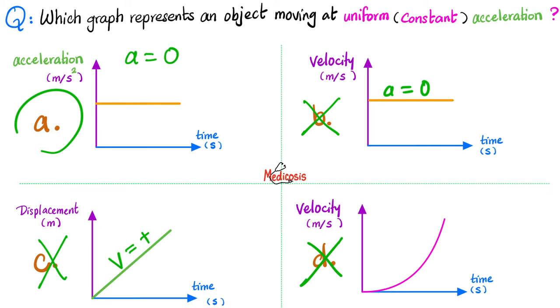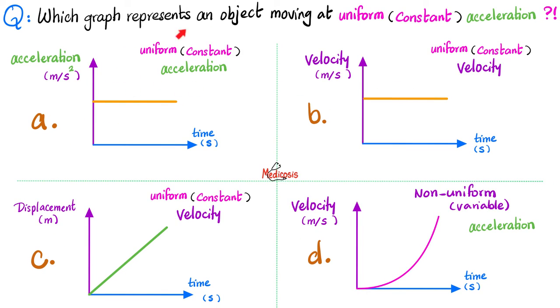So the correct answer has to be A. Because A represents uniform or constant acceleration, B represents uniform or constant velocity, C is also uniform or constant velocity, and D is non-uniform or variable acceleration.